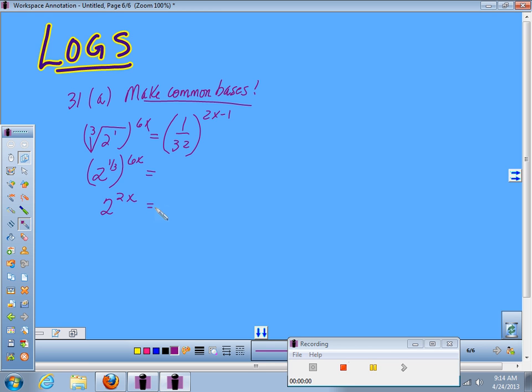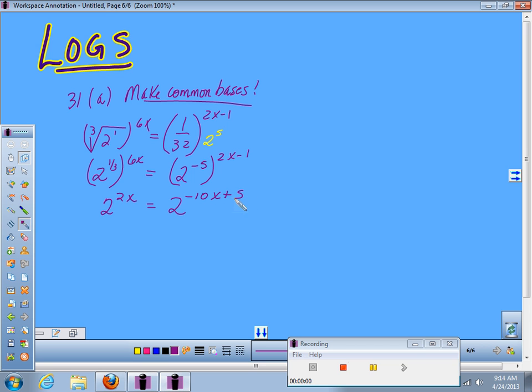Okay, now you have to get 32 written as 2 to a power. So 32 is 2 to the what power? 2 squared is 4, 2 cubed is 8, 2 to the 4th is 16, so 2 to the 5th is 32. But it's on the bottom, and I don't want it on the bottom, so bring it up. So you have 2 to the -5 with a 2x minus 1 on the outside. Once again, you have a power with another power, so you multiply.